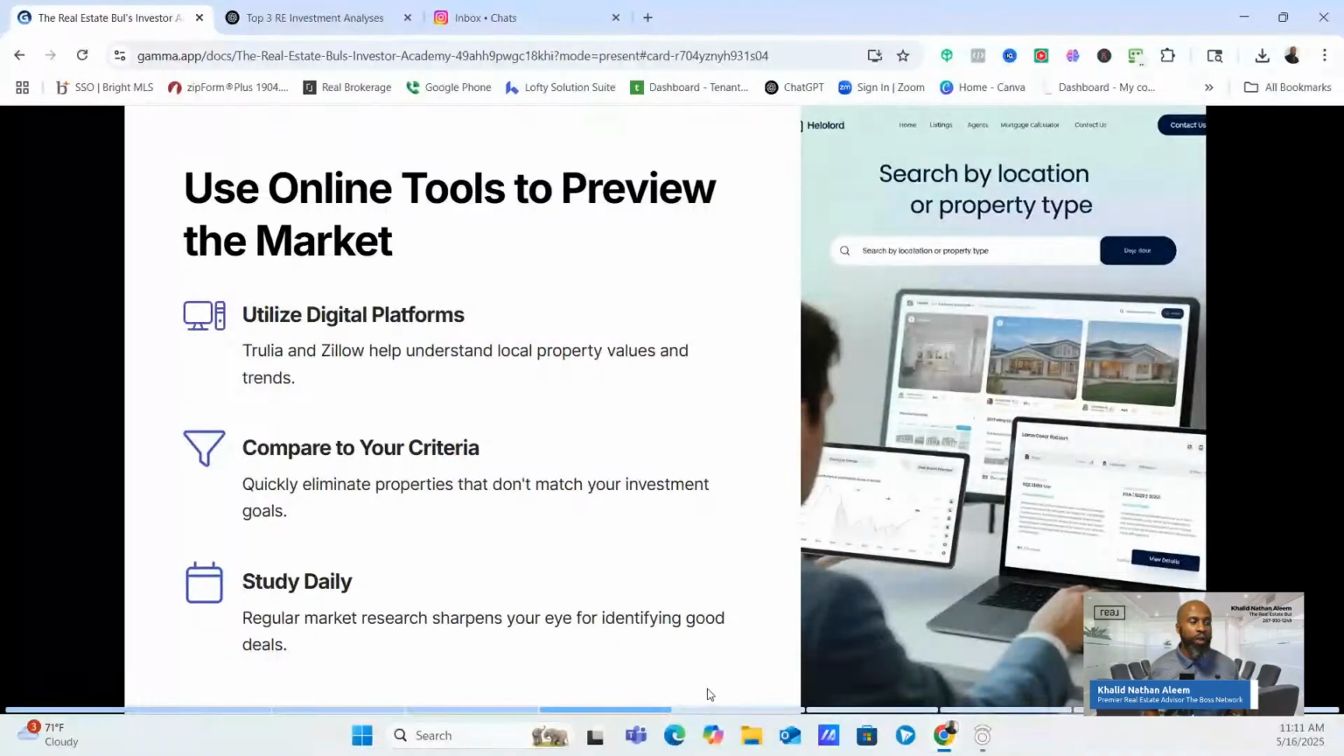So next, you want to use online tools to preview the market. You've got to know what's going on in the market. You can utilize digital platforms like Trulia and Zillow to understand your local property values and trends. You've got Zillow, Realtor.com, and Redfin. Those are probably the top three, and also throw Trulia in there, making it four.